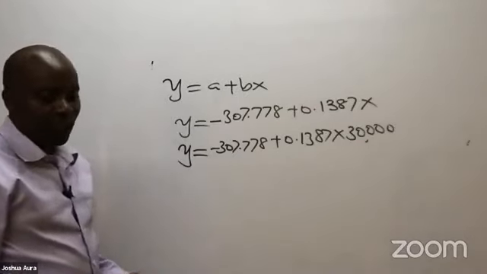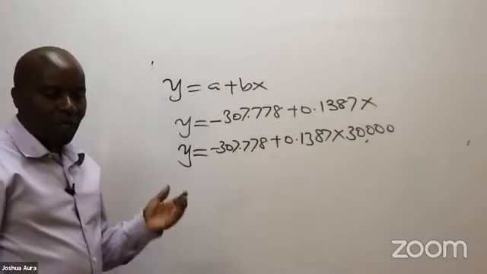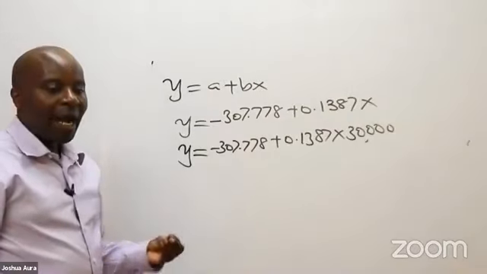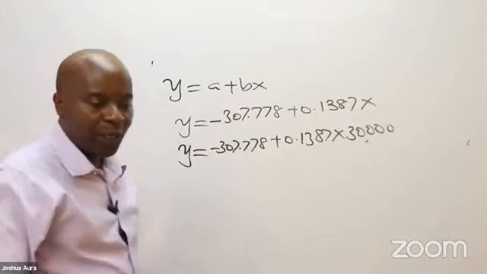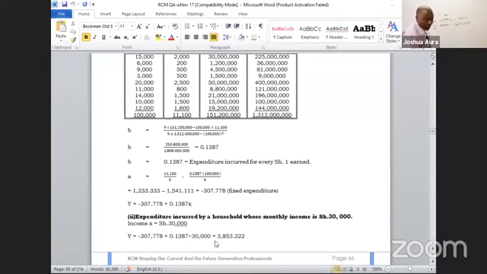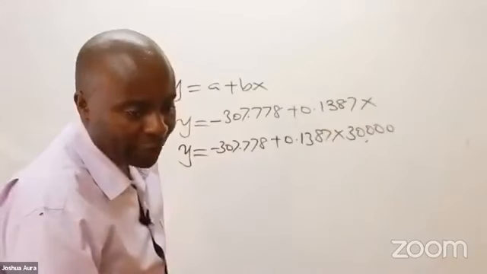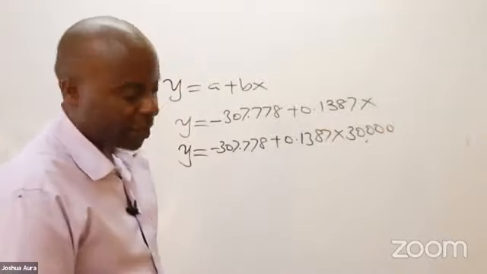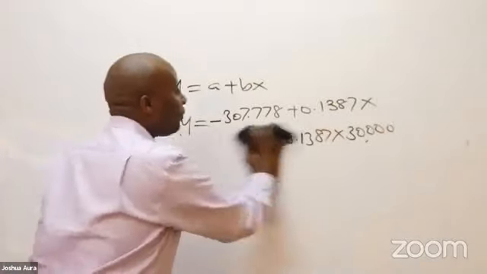And the moment you do it that way, then you'll be able to get our expenditure, which you can see from our solution here. We got 3583. So I hope that is okay. And that marks the end of that particular exercise.